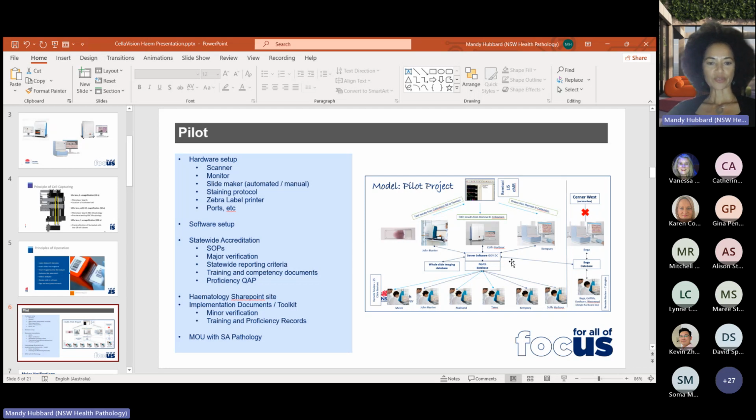As Vanessa mentioned, we do have the HealthShare site, where all these documents are stored for people to review. We have a memorandum of understanding with South Australia Pathology, and South Australia Pathology has been using CellaVision for quite a few years now. We went and visited them and saw how they were using it, and it was reassuring to see that even though they weren't interfaced with their systems, they found a huge improvement in their turnaround times of films and uptake of staff with the new technology.